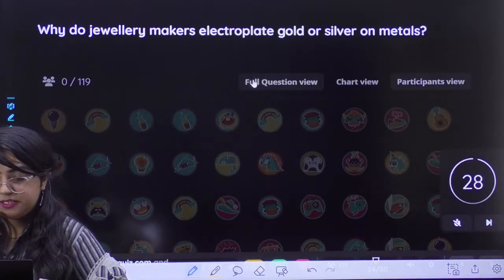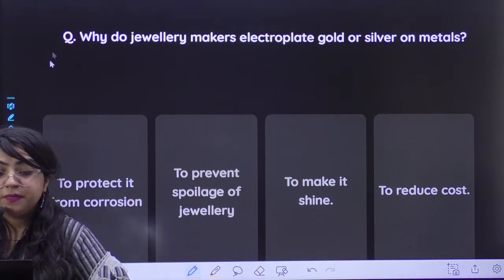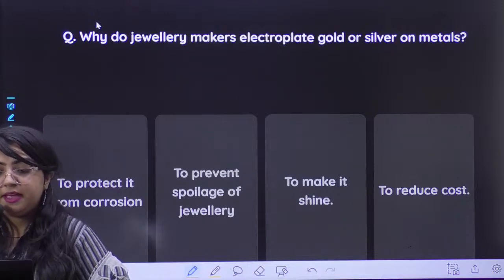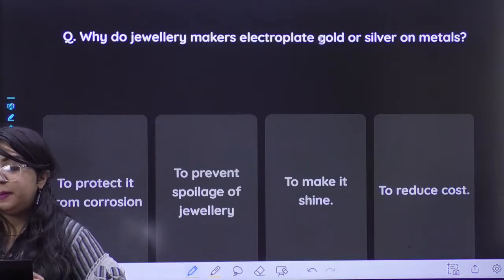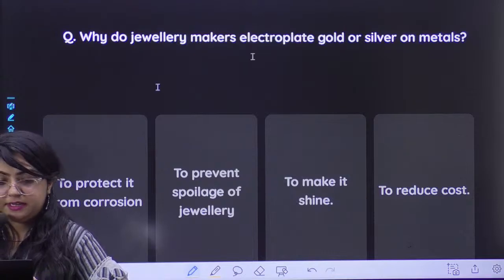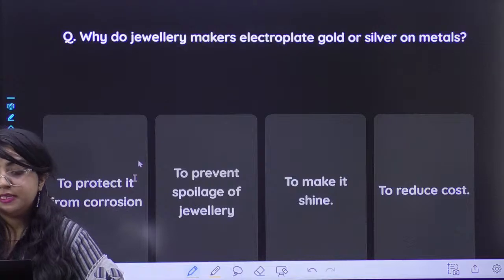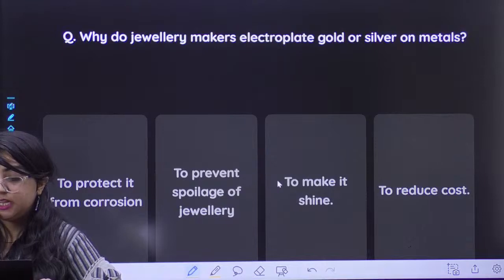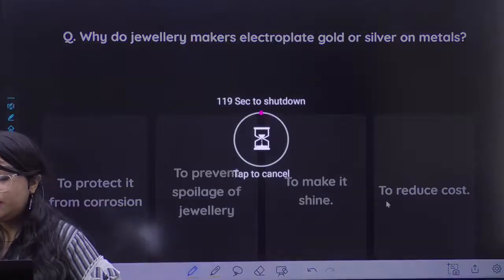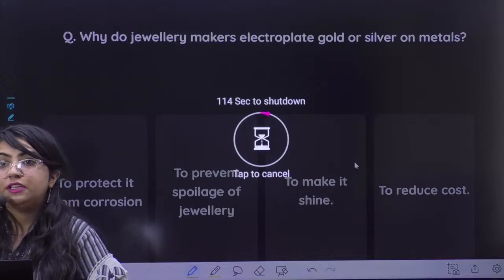Please let me know, is it visible to all? The next question says, why do jewelry makers electroplate gold and silver on metals? What could be the most appropriate reason for electroplating gold and silver on some other metals? Option A, to protect it from corrosion. Option B, to protect spoilage of jewelry. Option C, to make it shine. And option D, to reduce cost. So please choose the correct option for this.